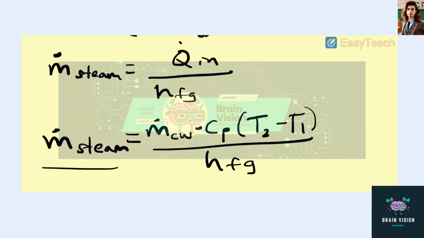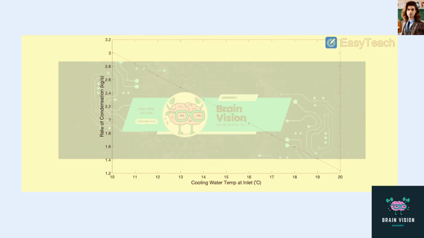So as you can see, we now have m dot in terms of all known quantities except for T1, which is our inlet temperature of our cooling water, which is what we're changing. By changing this term, we can see in this graph that as we increase the cooling water temperature at our inlet, shown on the x-axis, we have the rate of condensation on the y-axis. We see that there's a decrease. As the cooling water temperature increases, the rate of condensation decreases. This makes sense because we have hotter water and we're able to pull out less heat. So that is our final answer.